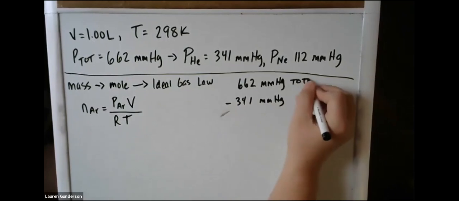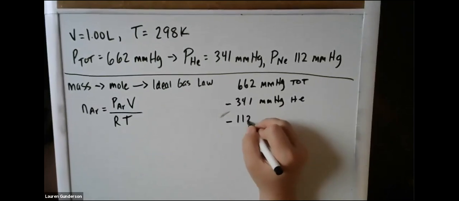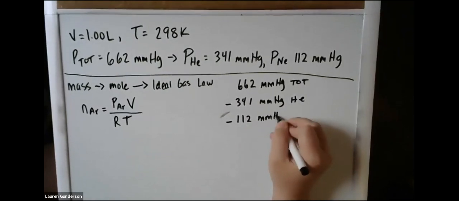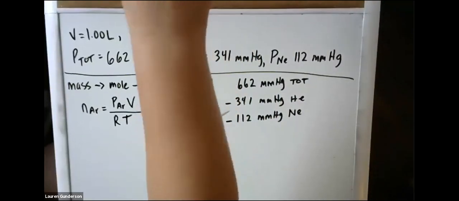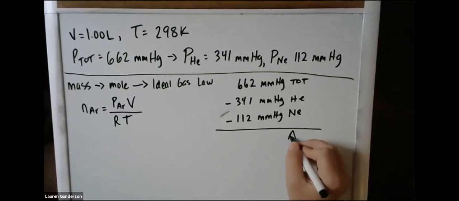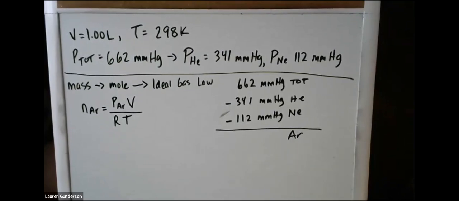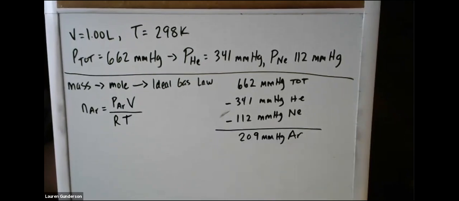So we'll say this is the total. That's helium. And I'm going to subtract the pressure of neon. Oh, sorry about that. Got a little windy. And that is how I'm going to figure out what the pressure of argon will be. Okay, so 662 minus 341 minus 112. So my partial pressure for argon is going to be 209 millimeters of mercury.